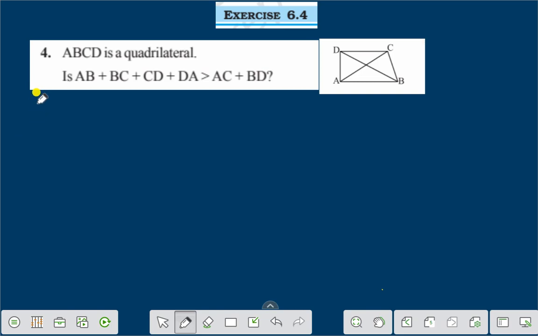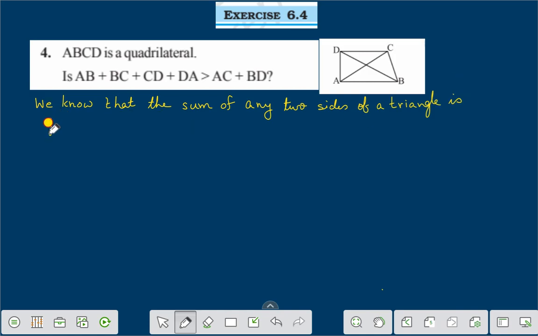We know that the sum of any two sides of a triangle is greater than the third side.